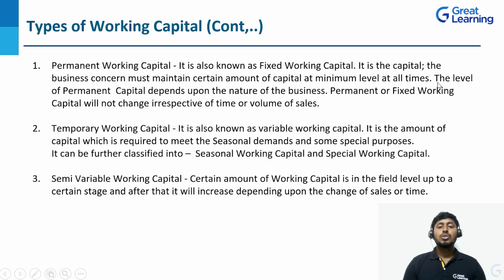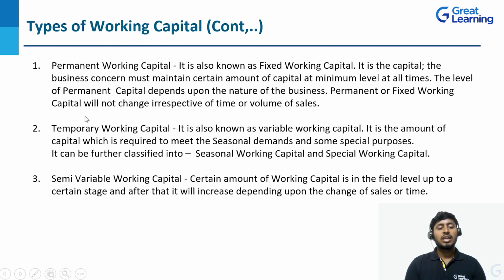I've given the example, right? 1 lakh rupees, the company needs to maintain this working capital at minimum throughout the year. The financial year starts from 1st April, correct? So from 1st April to next year 31st March, they need to maintain this 1 lakh rupees as it is. How much is required they are going to take, and they are going to load that money for that particular thing. That is the permanent working capital at all levels. The level of permanent capital depends upon the nature of the business.